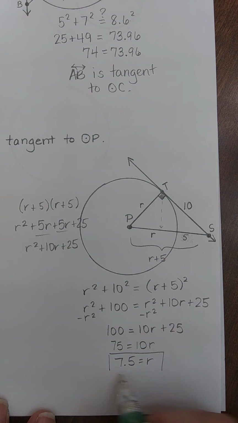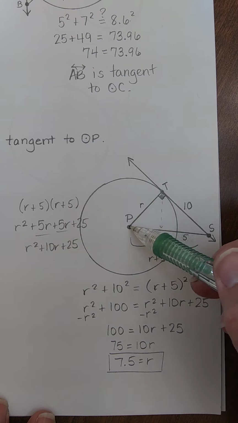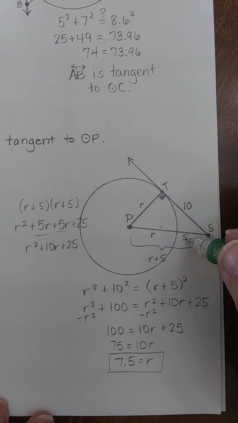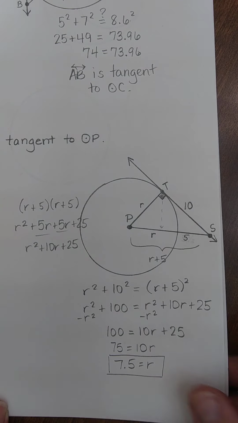So our radius in this case is 7.5. That 7.5 would go here and here. So the length of this side would be 7.5 plus the 5, so 12.5 for the length of the hypotenuse.